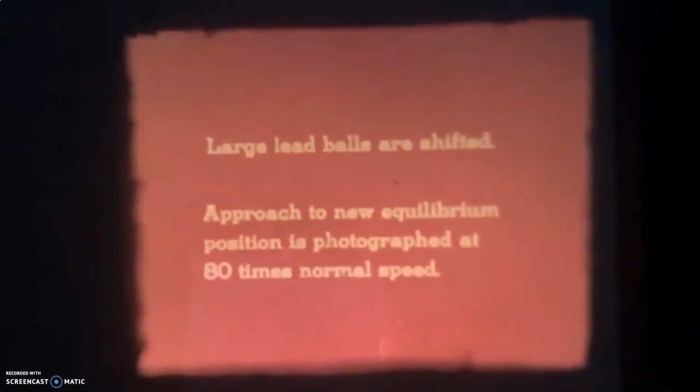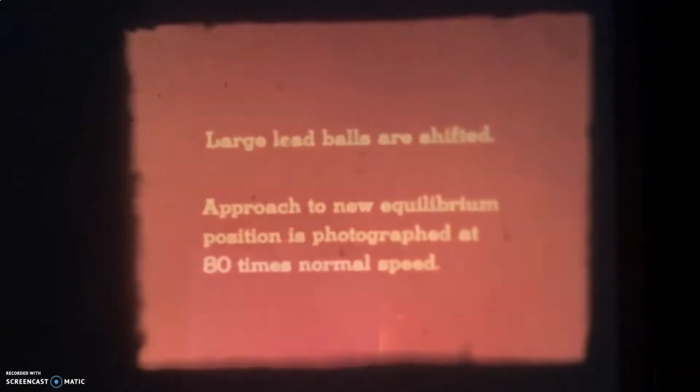Okay, now the actual experiment begins. What they do to begin the experiment is they then rearrange the positioning of the large lead balls. They switch them, if you will. And then what they do is they photograph the approach of the pendulum to its new equilibrium position. They do this at 80 times normal speed.